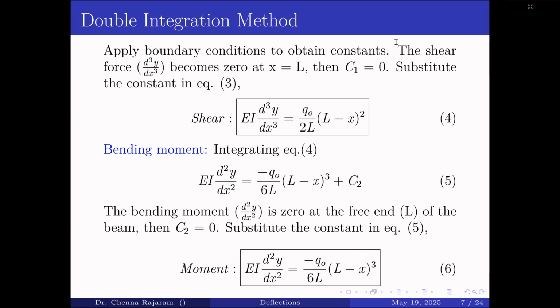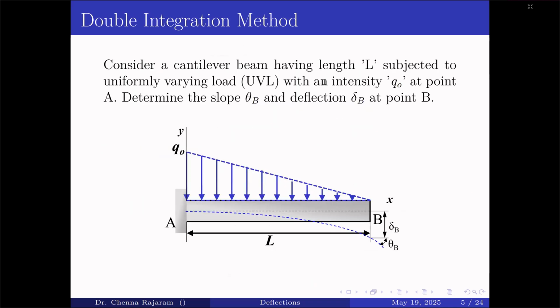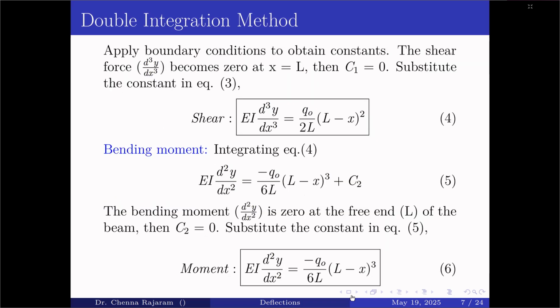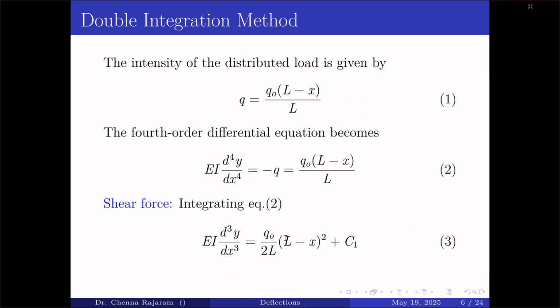Apply the boundary conditions to obtain the constants. So what are the boundary conditions? If you see, d cube y divided by dx cube becomes 0 at x is equal to L. Now, if you go to the diagram, at this point the shear force is equal to 0. So that means d cube y divided by dx cube is equal to 0. So this term will become 0, and we calculate C1. When you substitute x is equal to L in this equation, L minus L is equal to 0 and d cube y divided by dx cube is equal to 0. Then C1 is equal to 0.